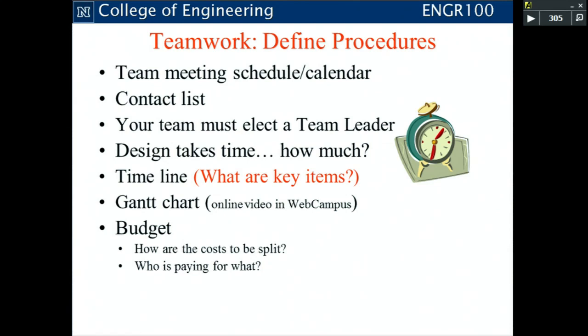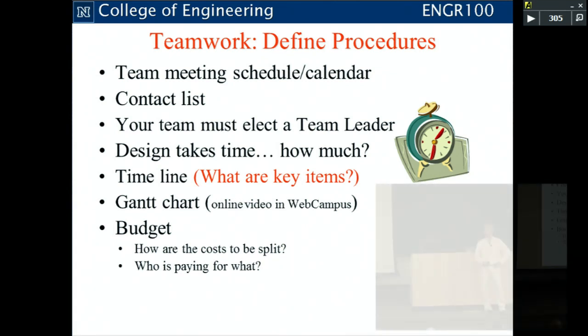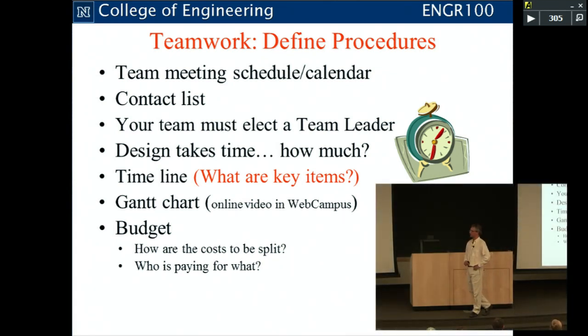Contact lists. You as a team at your first meeting should select a leader. And this is not the boss. Don't get me wrong here. This is just somebody who is, I recommend, someone who's fairly well organized, who can stay on top of keeping abreast of what assignments are due as a team and things like that.